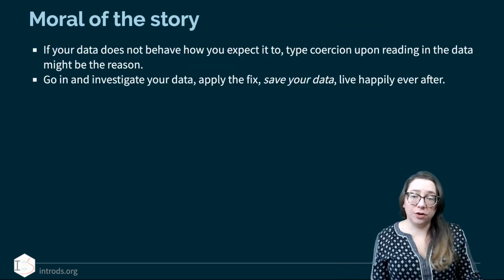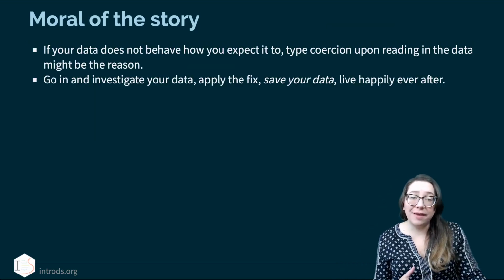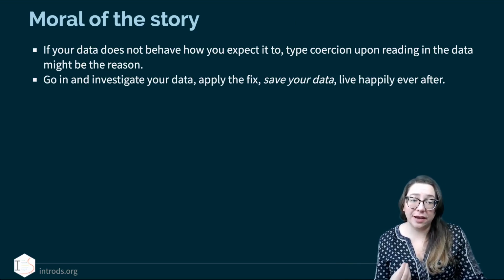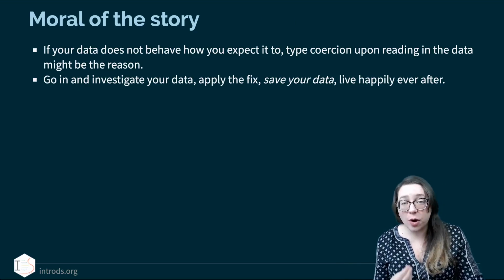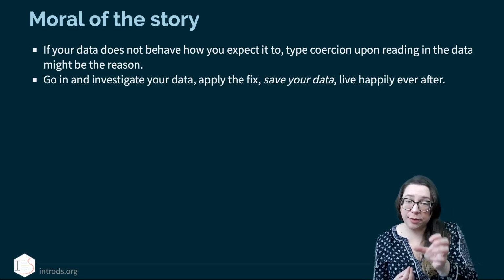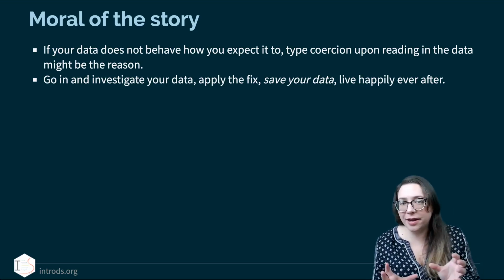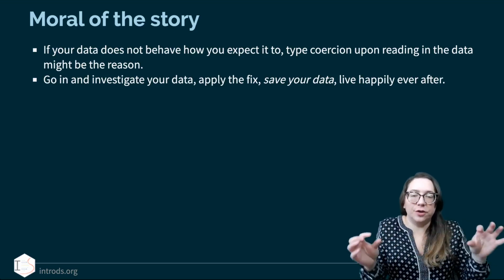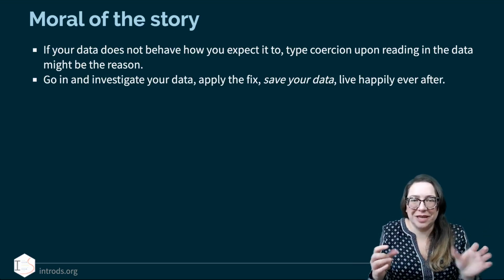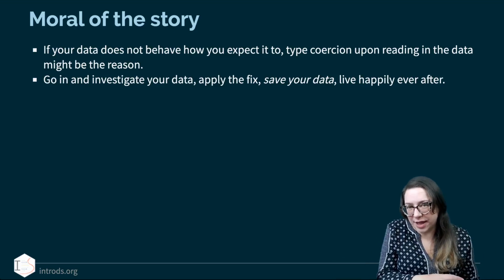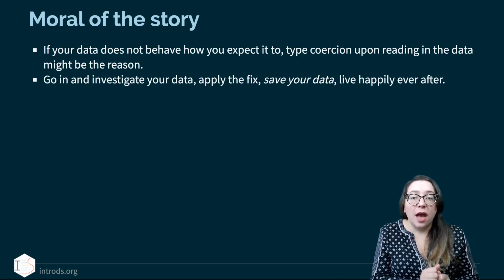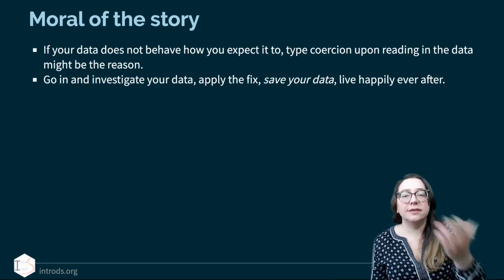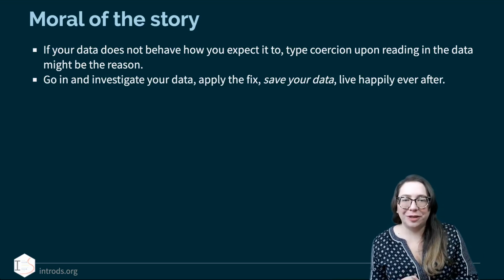The moral of the story is that if your data does not behave the way you expect it to, type coercion upon reading the data in might be the reason. Type coercion meaning that you had some numeric and some character data, and R decided, well, I don't know how to convert all of this to numeric because I don't know what that sentence Ginger wrote means. So I'm going to convert all of them to character strings instead. When this happens, go in and investigate your data, apply the fix, save your data, live happily ever after.